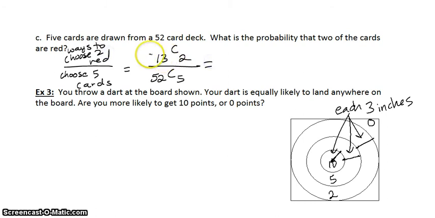You know what? I just did that wrong, but I will fix it in the next video because I'm about to run out of time. So, because there's 26 red, right? 13 diamonds, 13 hearts. Okay. We'll see you in the next video.